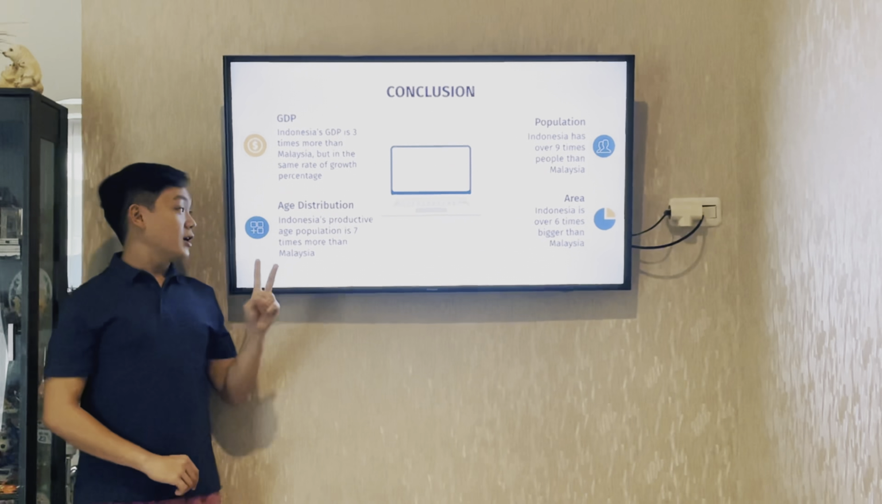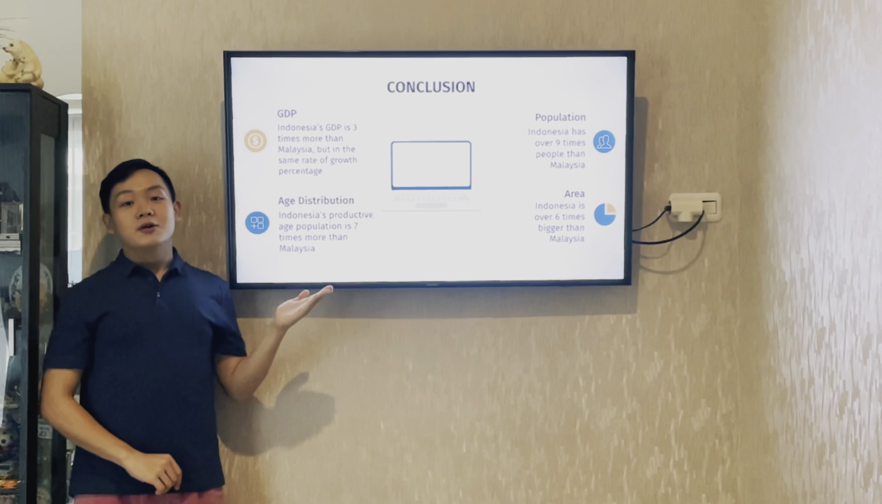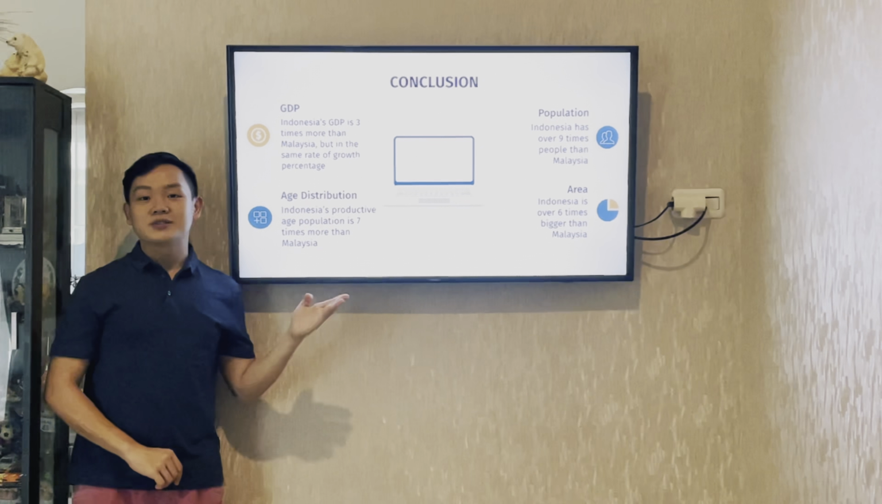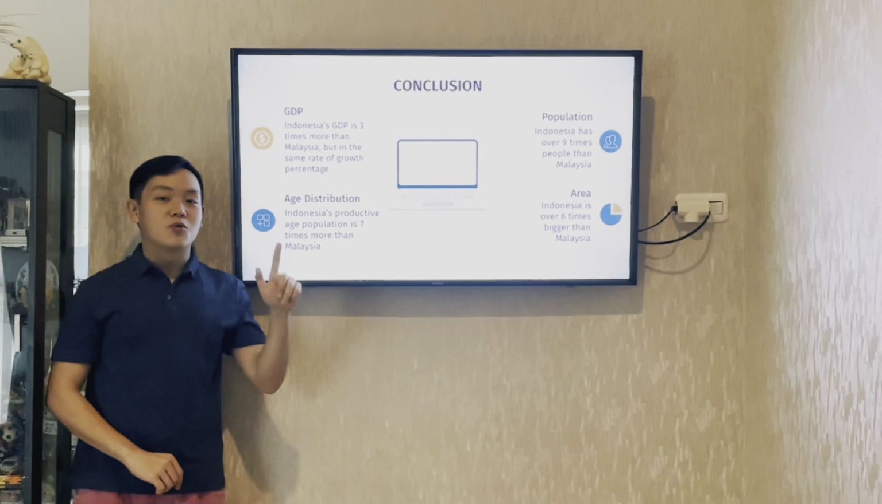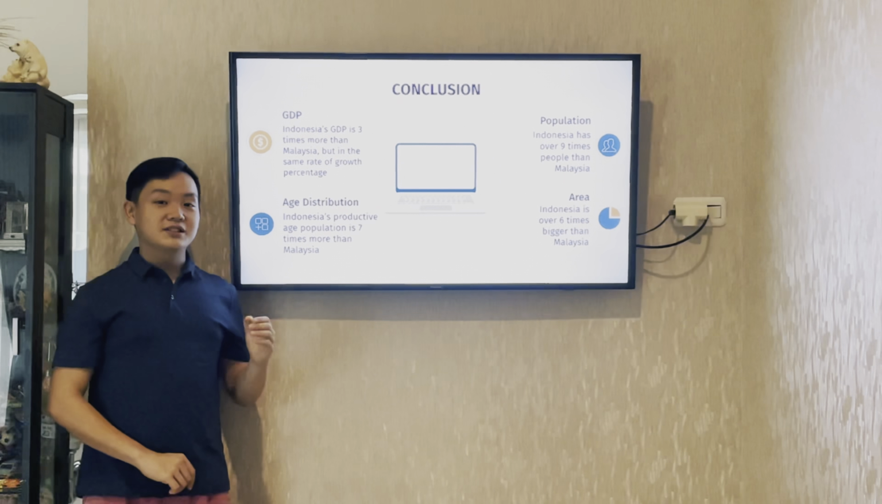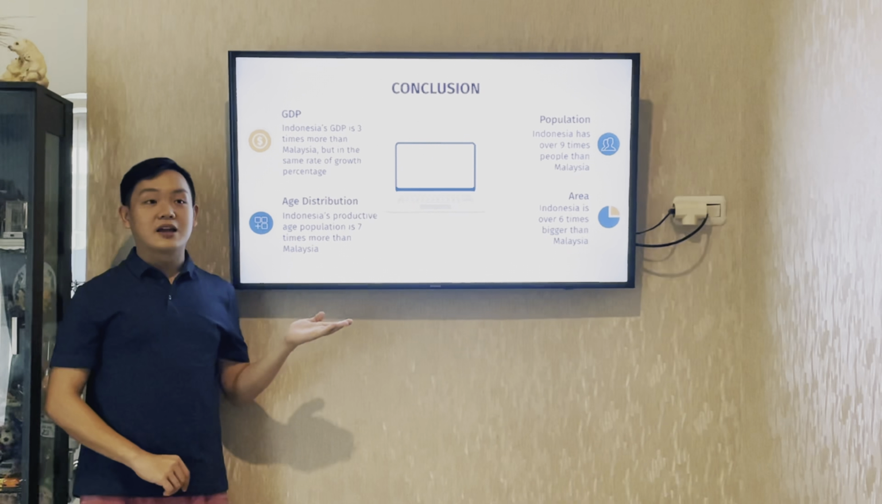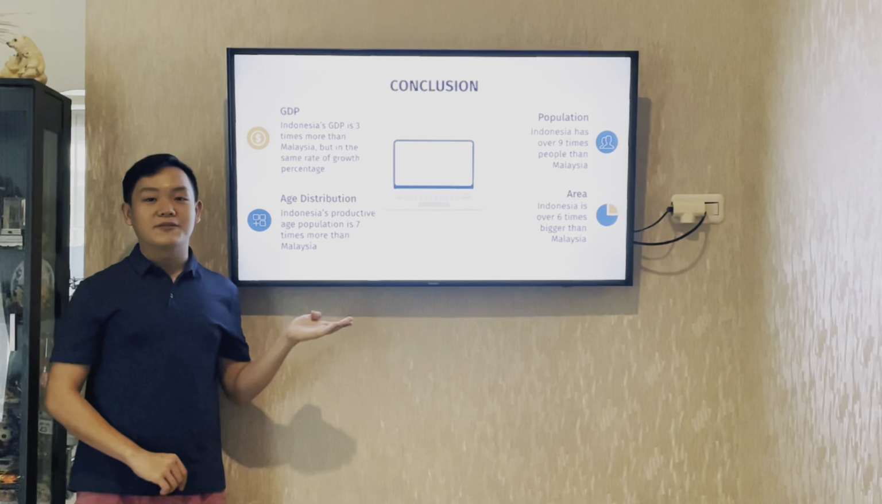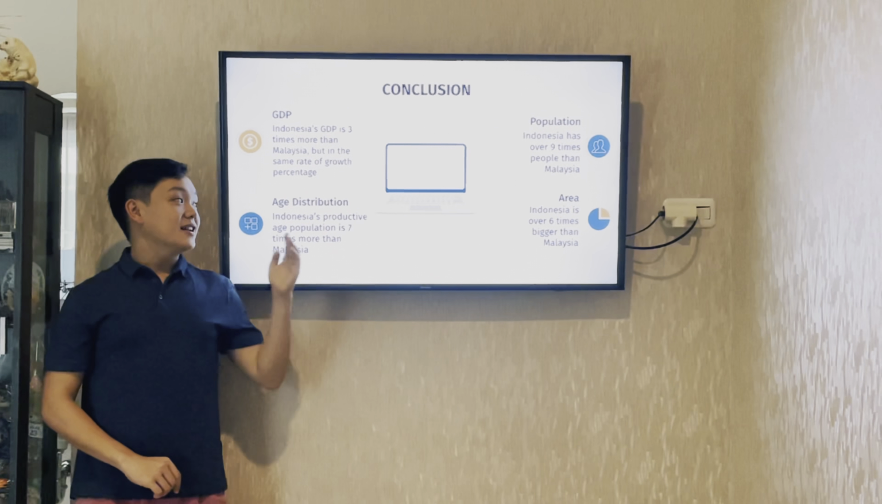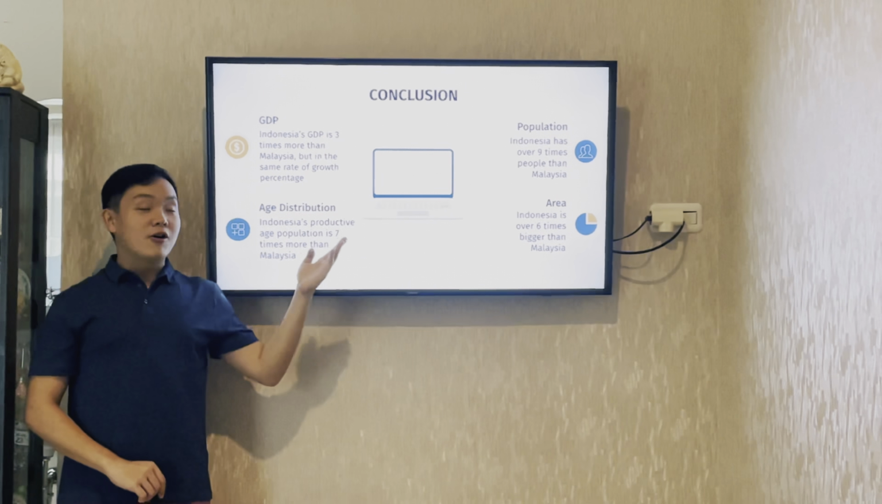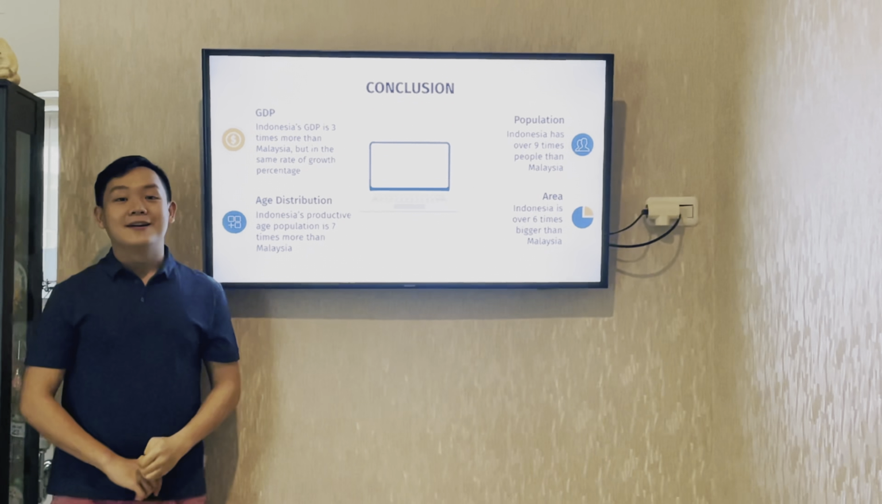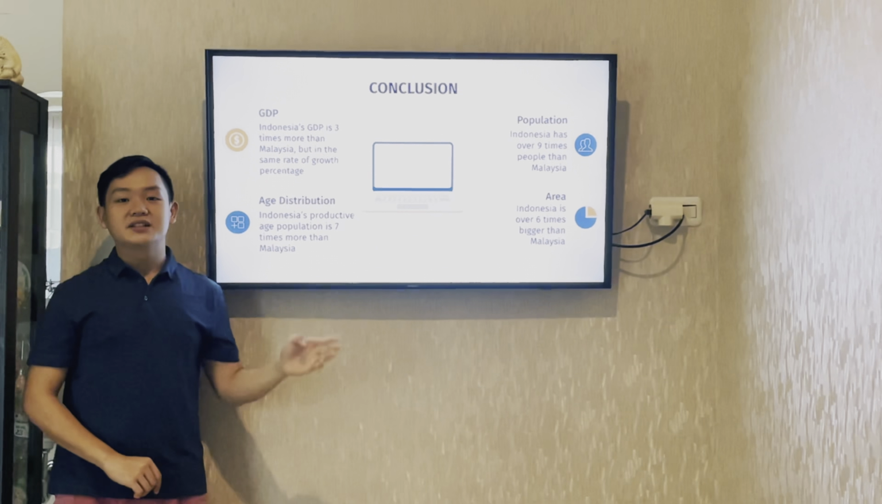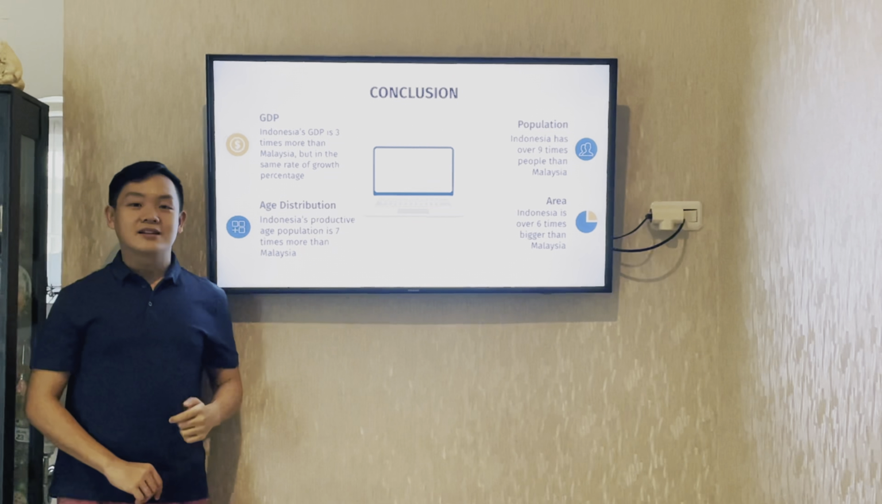And then the second one, age distribution, in which Indonesia's productive age population is 7 times more than Malaysia's, which means that Indonesia can be concluded as more productive than Malaysia. And in the land area, Indonesia is over 6 times bigger than Malaysia, which also means that Indonesia has more natural resources than Malaysia.